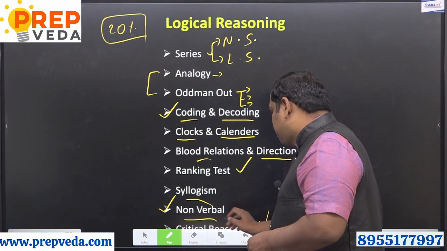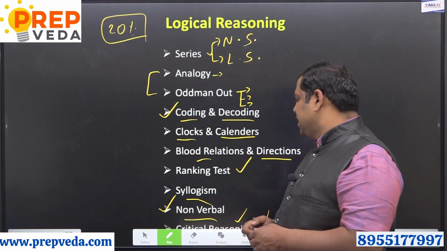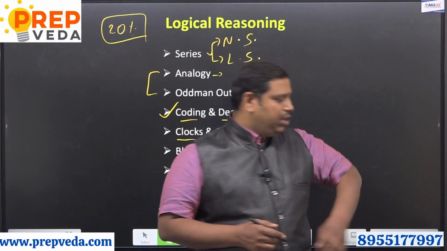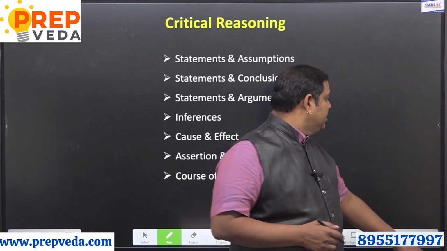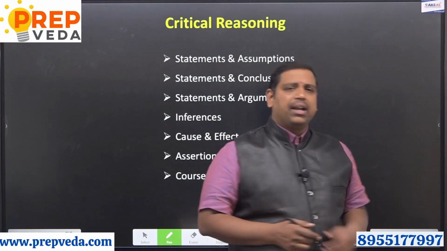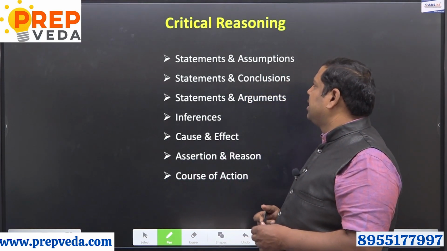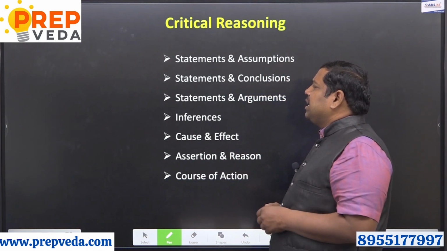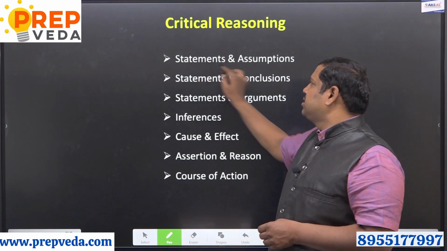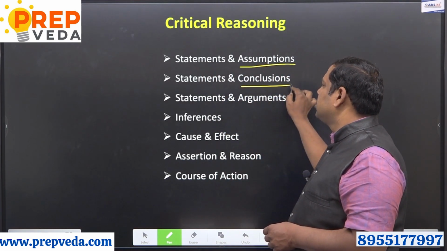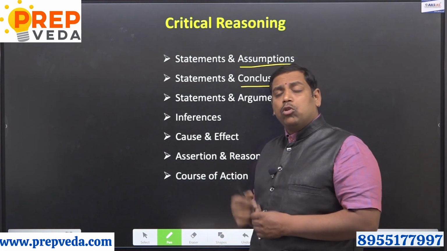The most beautiful part of logical reasoning is critical reasoning. Undoubtedly you will get more questions from critical reasoning. That's why I am showing it to you separately. Now let us see critical reasoning. Its most important topics are assumptions and conclusions. These two are most important.